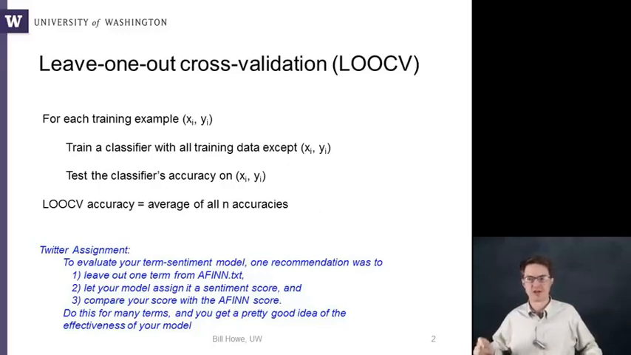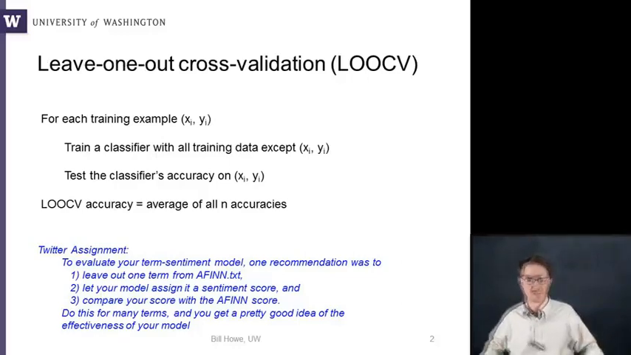So again, for each training example, X, Y, where Y is the class label, and X is a set of all the other attributes, we just lump them together for notation purposes. Train a classifier with all the training data except this one particular value X_i, and then test the classifier's accuracy on X_i. Does it get it right or does it get it wrong? And then the leave one out cross-validation accuracy is the average of your performance on all the set-aside data.